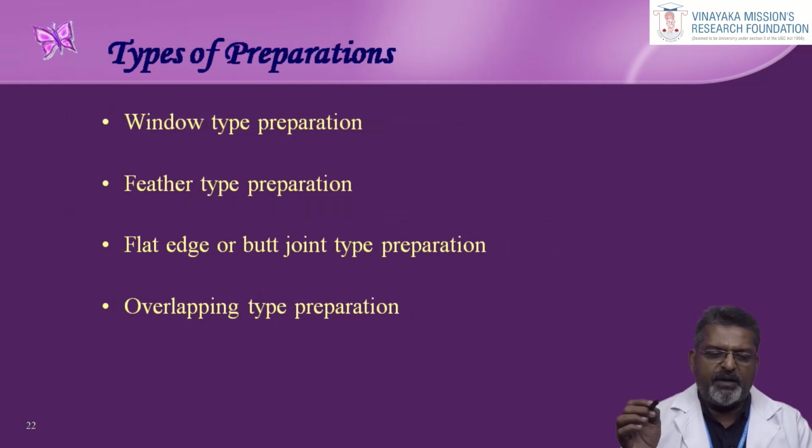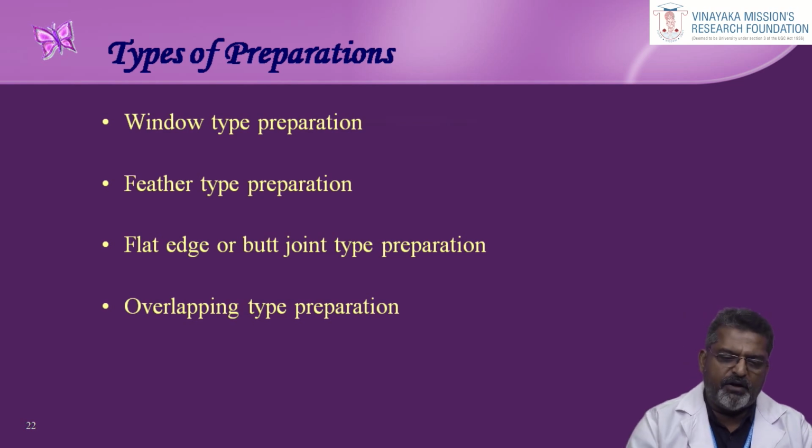Okay, so coming to the types of preparation, basically we have 4 types of preparation: window type of preparation, feather type of preparation, flat edge or butt joint preparation, and overlapping type of preparation. So first design, window preparation. I will be explaining only about the types, and how you do these preparations will be dealt with in the next part.